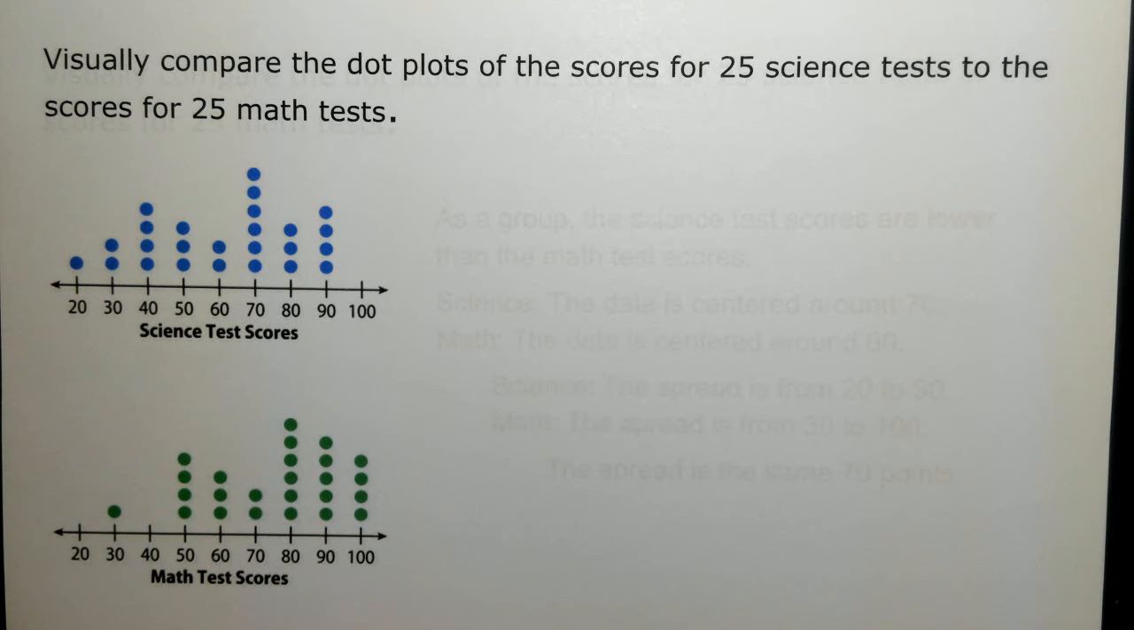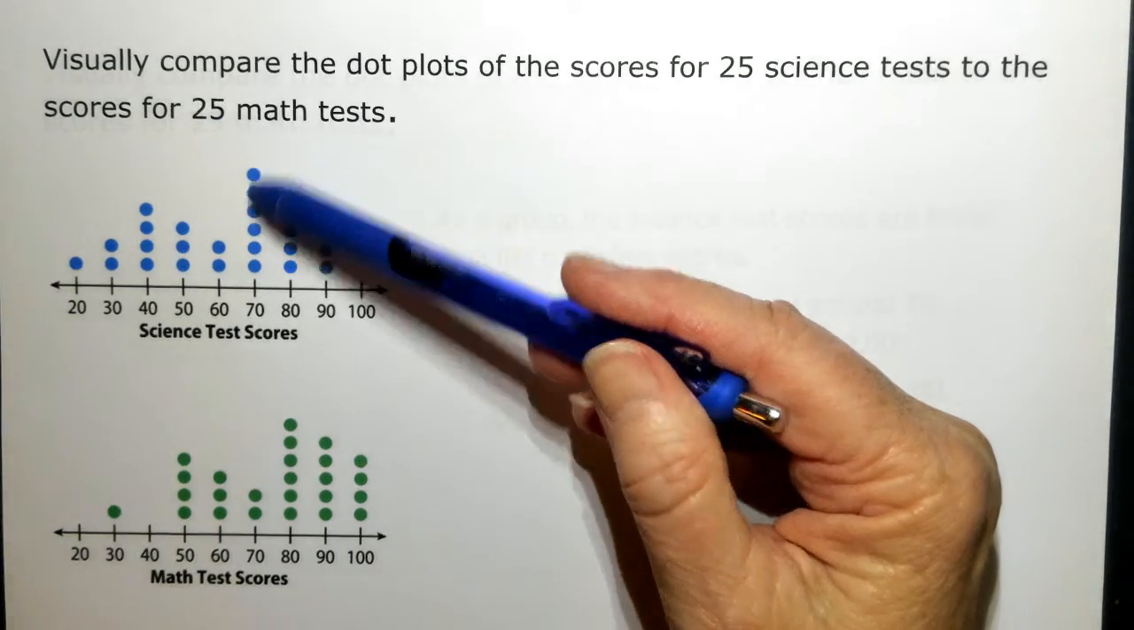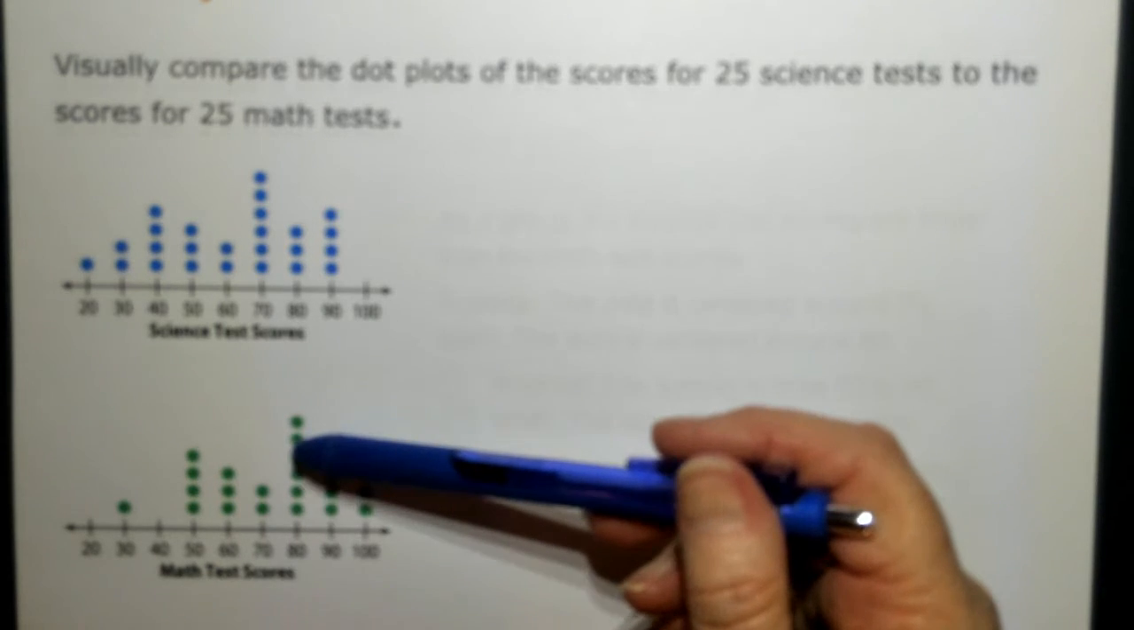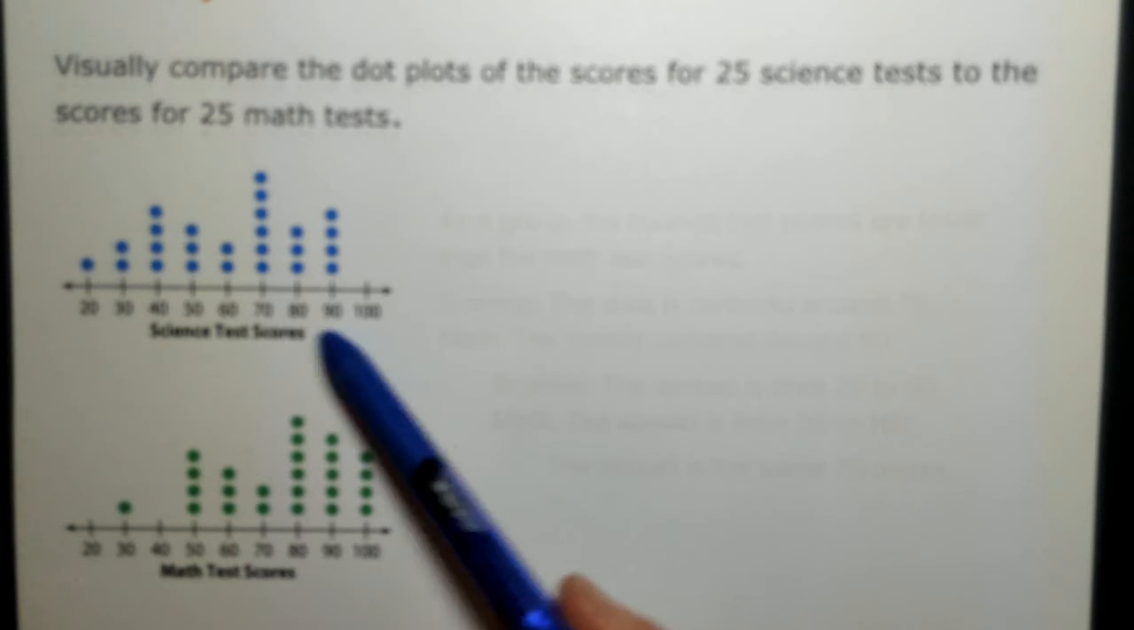So take a moment, look at the two charts. So let's see what we can see. Some of my observations would be that on the science, the most common score was 70, and for math, the most common score was 80, had the highest number. Also, the math scores had some hundreds and 130, and the science had 90s to 20.